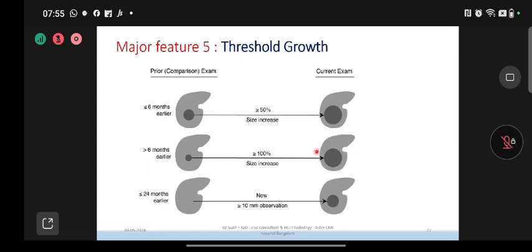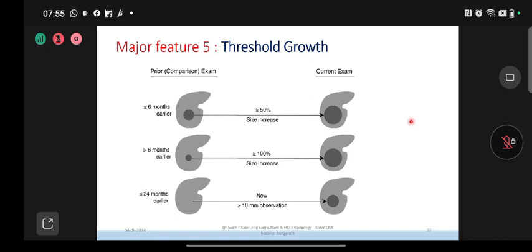Then coming to the fifth criterion, whenever we find smaller lesions, or some lesions at LI-RADS 3, we would like to do interval scans. Whenever you find an interval growth in less than 6 months, if the growth is more than 50% size increase, then we take this as one of the major criteria, definitely one of the major criteria for HCC.